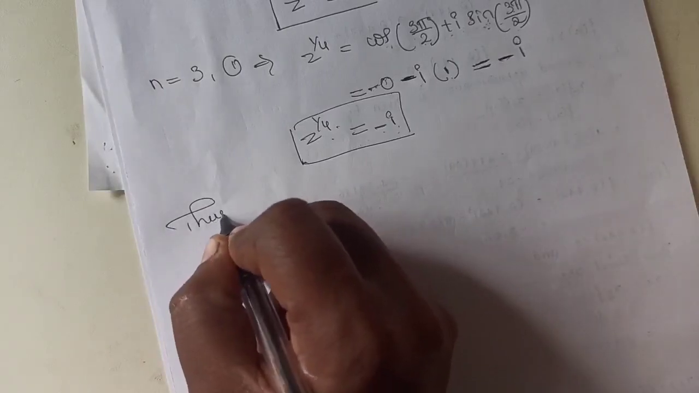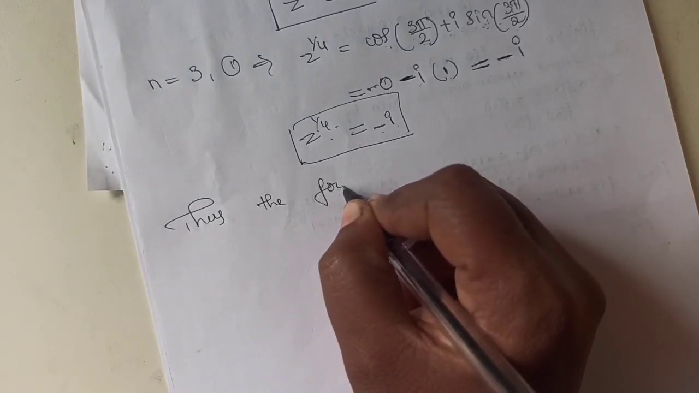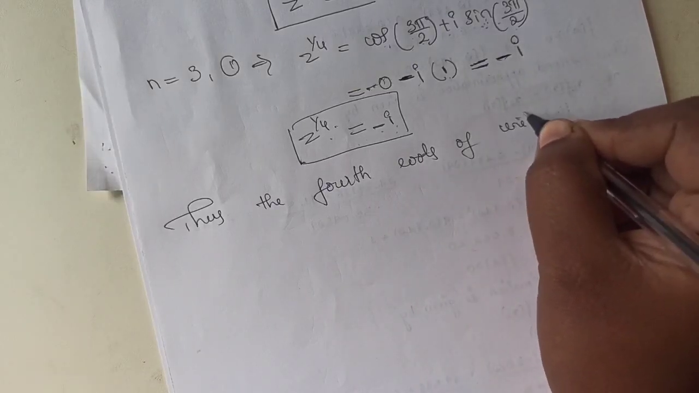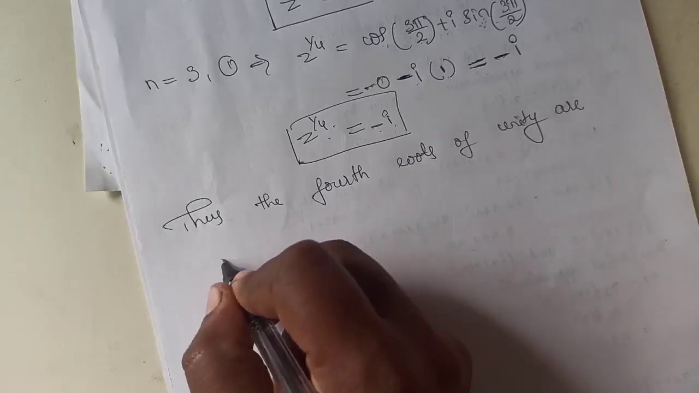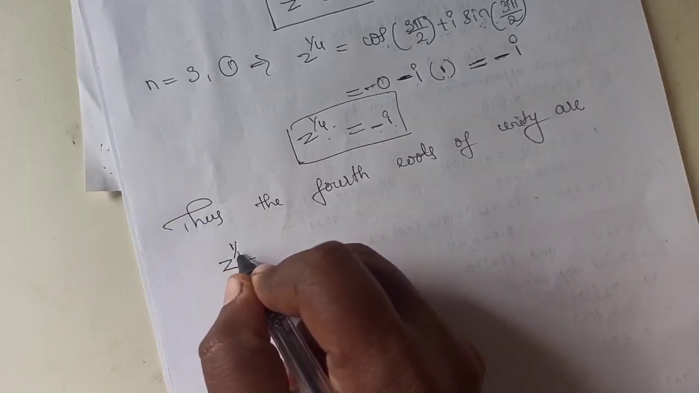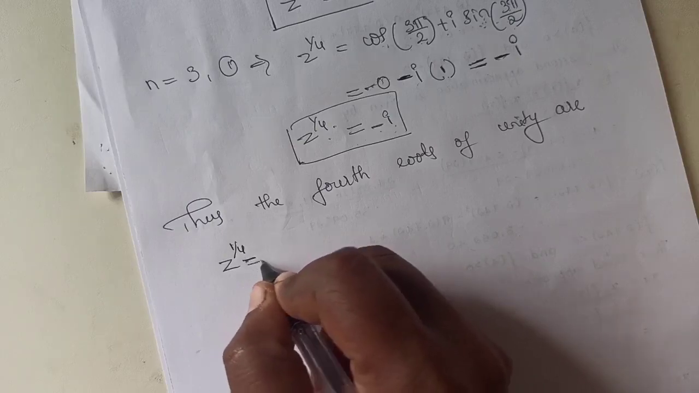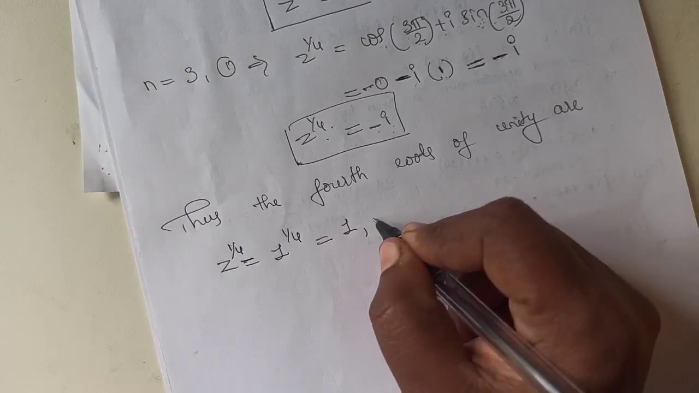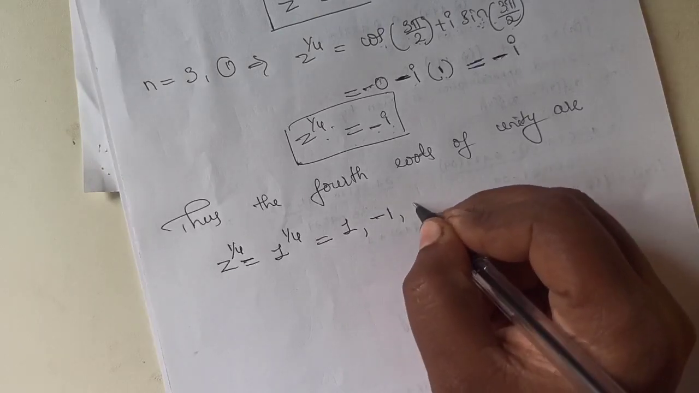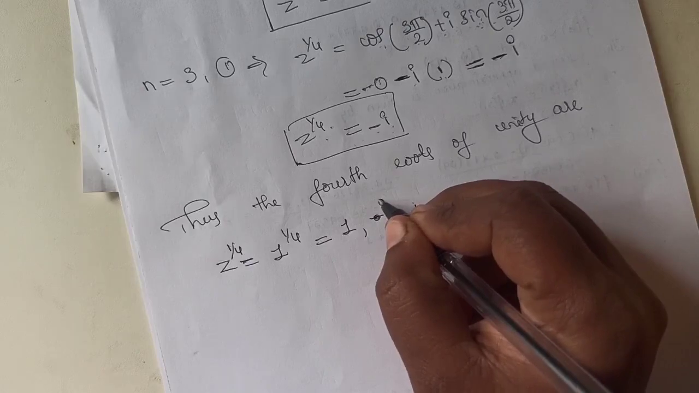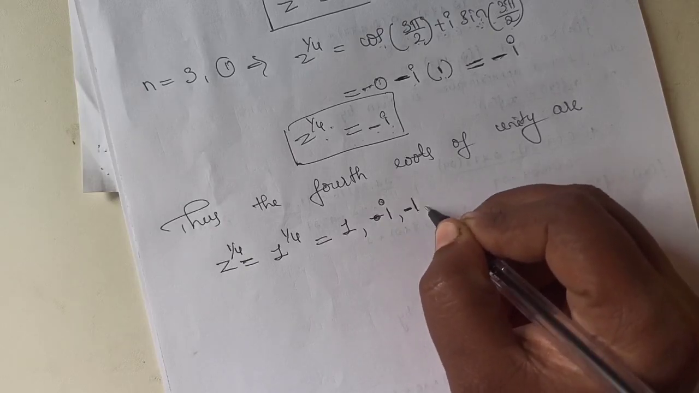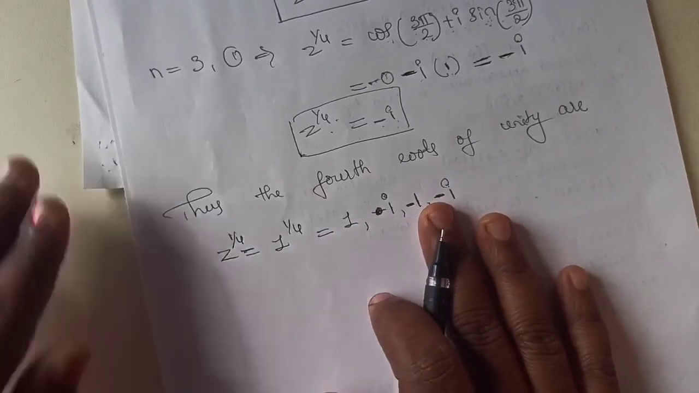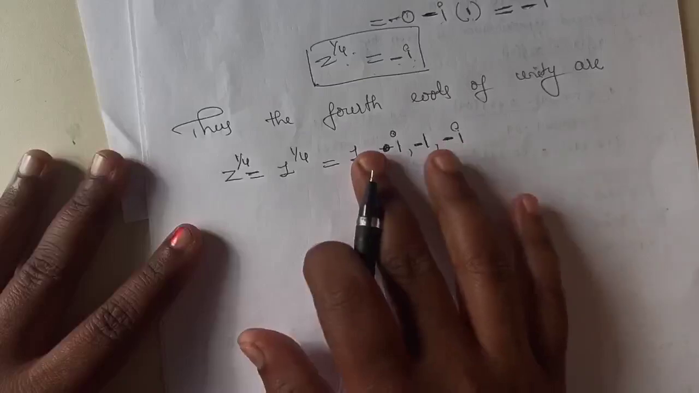Thus the four roots of unity, z power 1 by 4, which equals 1 power 1 by 4, are 1, i, minus 1 and minus i. So these are the fourth roots of unity.